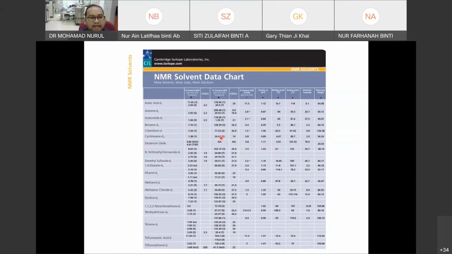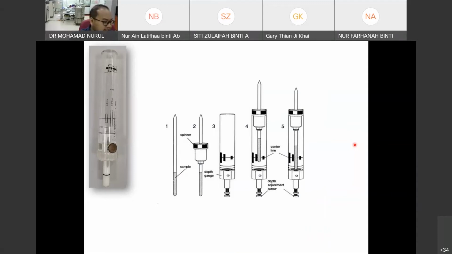I will show the example after that. Make sure you have this kind of table. Just type the NMR solvent check data, you will find it. This is how we can prepare the NMR solvents.